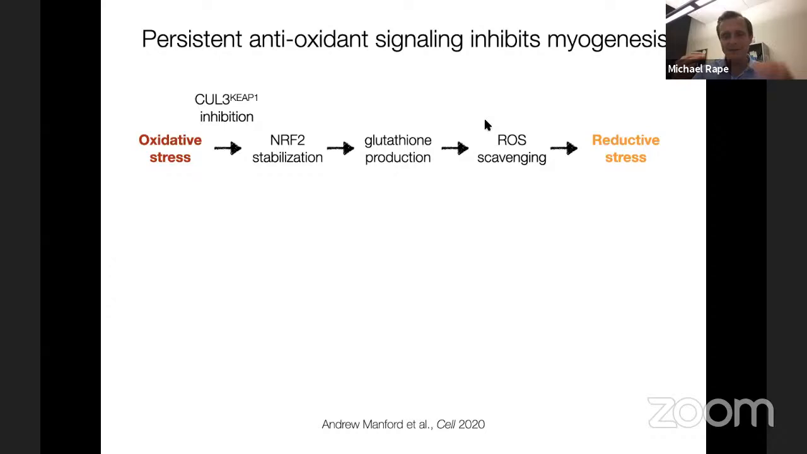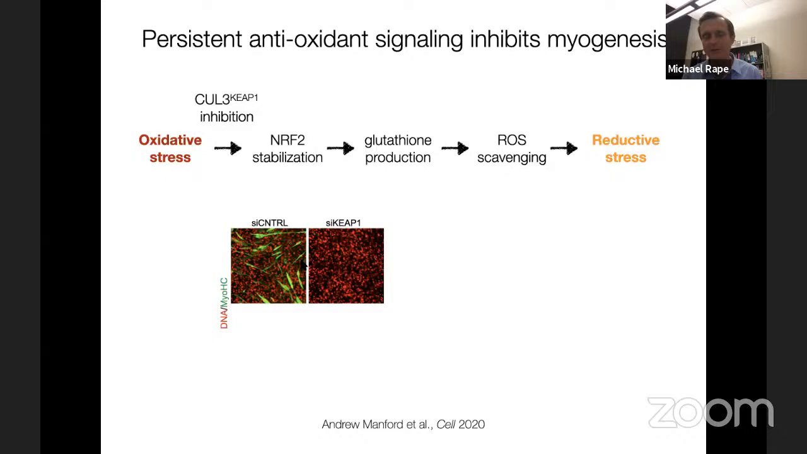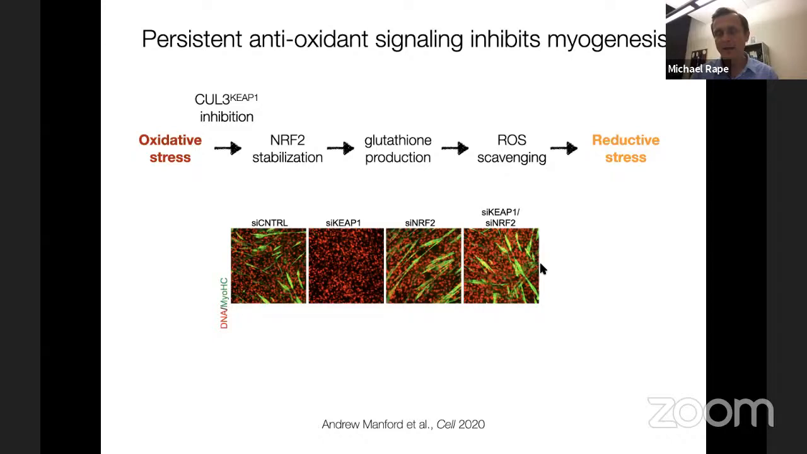But if you basically deplete KEAP1, you scavenge these reactive oxygen species, and that causes another stress that's called reductive stress. And so we asked whether it was really reductive stress, or the reductive stress response, that caused this blockade in myogenesis. And you can test this very simply. If persistent NRF2 stabilization is the origin of this block in differentiation, if you deplete NRF2 together with KEAP1, you should be able to rescue myogenesis. And that's what you get, 100%.